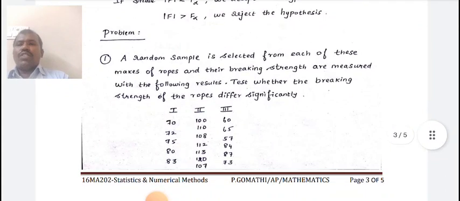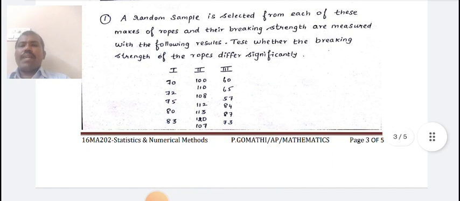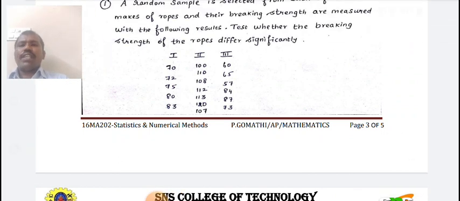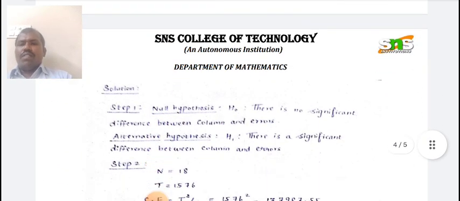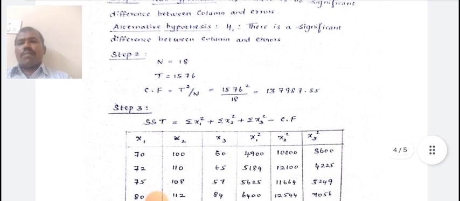Decide. Now we go to one problem. A random sample is selected from each of these makes of ropes and their breaking strengths are measured with the following results. Test whether the breaking strength of the ropes differs significantly. The values of the first row, second row and third row are given. Go to the solution. Step 1, H0: there is no significant difference between columns and errors, the null hypothesis. Next, the alternative hypothesis H1: there is a significant difference between the columns and the errors.